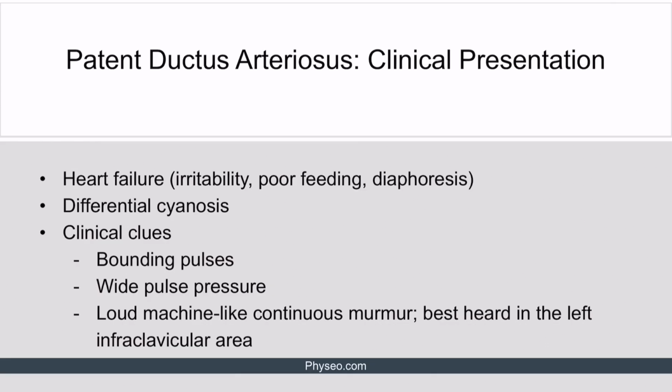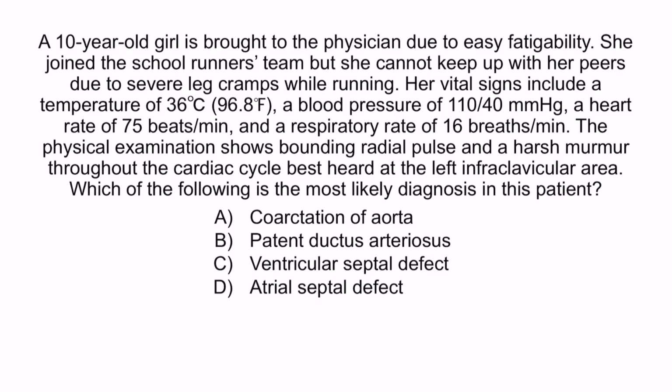Here's a slide reminding us of the clinical presentation of patent ductus arteriosus. Let's discuss why other options are incorrect. Option A is incorrect because coarctation of the aorta is associated with the systolic ejection murmur at the left interscapular rather than infraclavicular area. Option C is incorrect because ventricular septal defect is usually not associated with leg claudication.